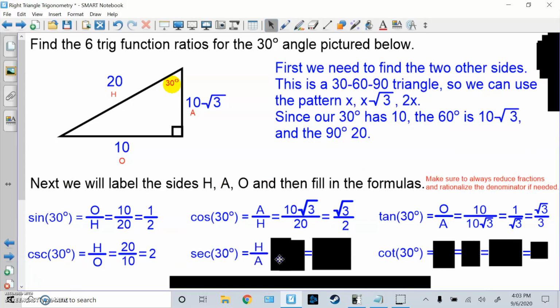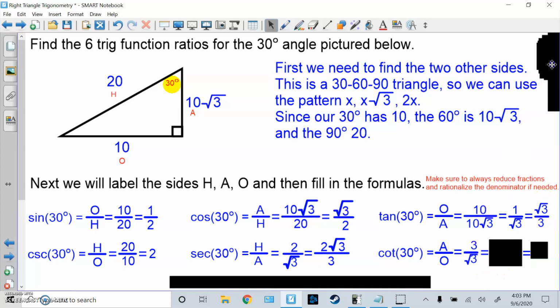Secant is h over a. Now, I could fill in the formula and reduce, or I'm going to use a trick. Because these are reciprocals, I'm going to use the answer from cosine 30 and just flip it. So that's 2 over root 3. Remember, we have to rationalize the denominator, times root 3 over root 3. So the top is going to be 2 root 3, the bottom is going to be 3. And cotangent is a over o, but again, I'm going to use the trick. Since I know tangent, I just flip the final answer to get cotangent. Then I rationalize the denominator times root 3 over root 3. And then I reduce 3 over 3, so it's root 3.